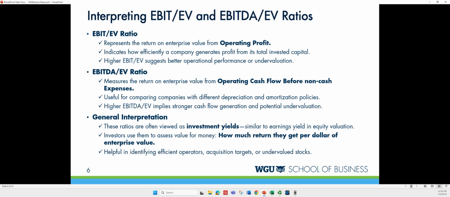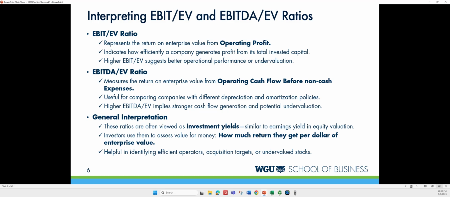This is useful for comparing companies that have different depreciation and amortization policies, as we just discussed. Different companies use different depreciation schedules, salvage values for the same assets as you compare them. So this strips out that variability. And again, higher values of this ratio indicate strong cash flow generation and also potential undervaluation.